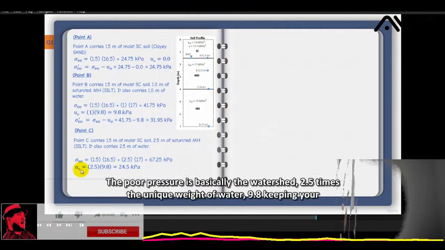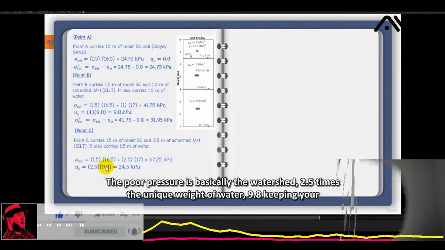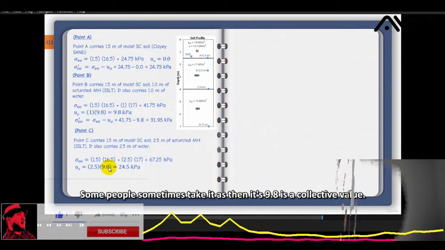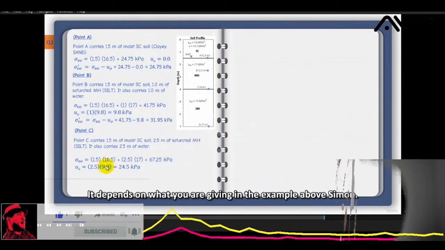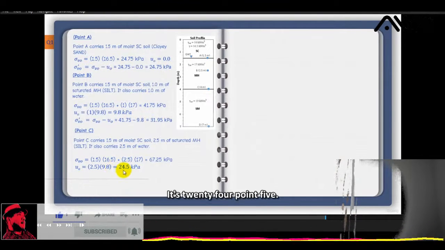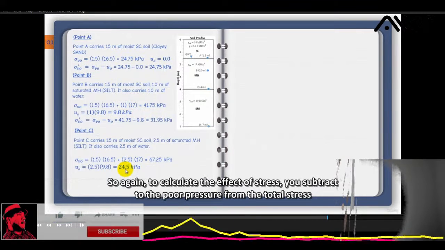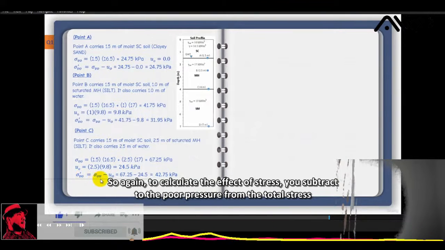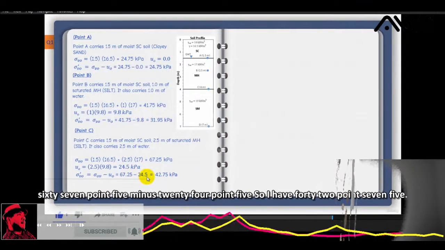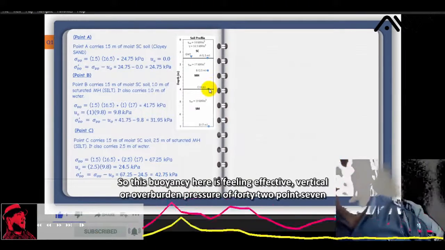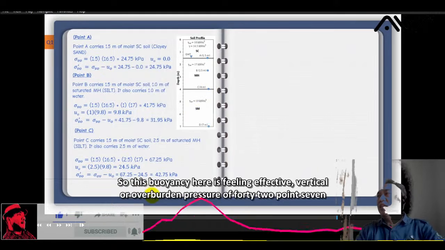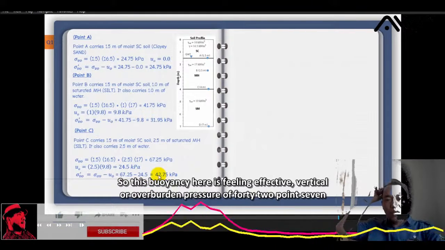So the pore pressure is basically the water head 2.5 times the unit weight of water 9.8 kilonewton per meter cube. Some people sometimes take it as 10, but 9.8 is the correct value. It depends on what you are given in the exam or the assignment. It's 24.5. So again, to calculate the effective stress, you subtract the pore pressure from the total stress, 67.25 minus 24.5. So I have 42.75. So this point C is feeling an effective vertical or overburden pressure of 42.75.